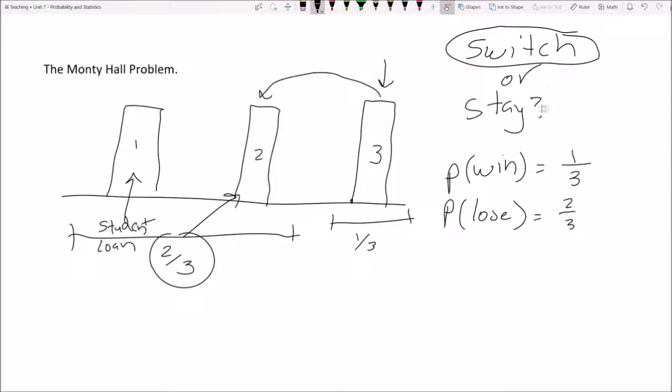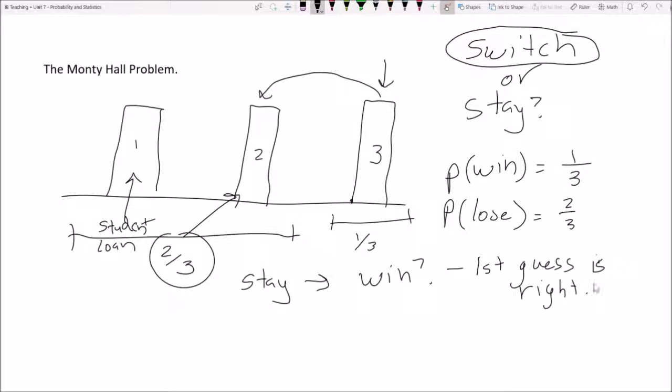Let's consider if you're doing the stay strategy. What does it take in order for you to win? How do you win? What does your first guess have to be? If you stay, the only way to win is if your first guess is right. And the probability that your first guess is right is 1/3. But what if you do a switching strategy?